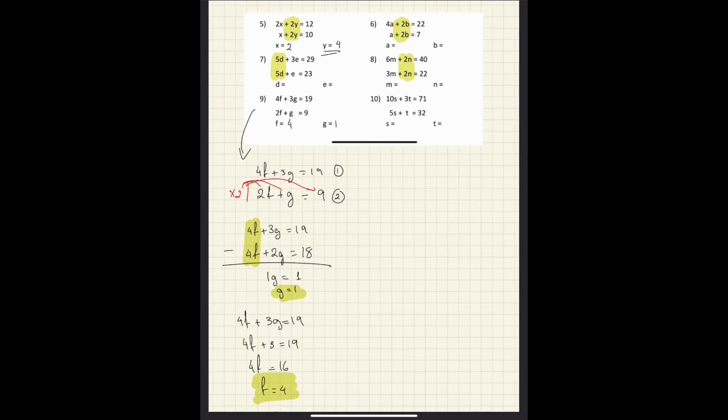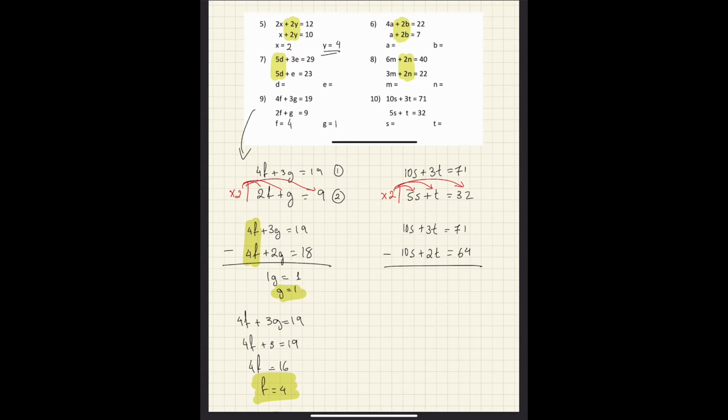Same again for question 10. 10s plus 3t equals 71, and 5s plus t equals 32. I've not got the same amount, but I can make the same amount of s's. So I'm going to multiply the second equation everything by 2. It's really important that you multiply everything by 2. The top one stays the same, but the bottom becomes 10s plus 2t equals 64.